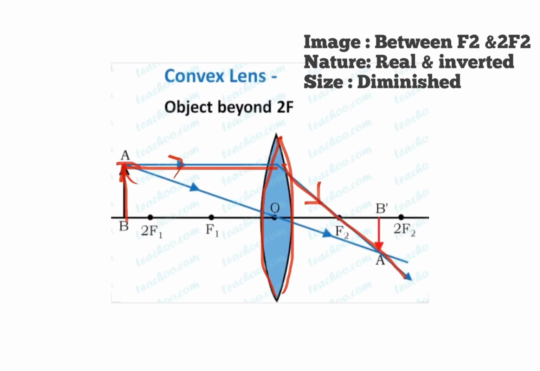Now consider another ray which is passing through optical center O. It will follow the straight path without getting deviated, and you can see that they both are meeting here. So A dash is the image of point A. Corresponding to object AB, we will get corresponding image A dash B dash, which is obtained between f2 and 2f2. The nature of the image is real and inverted, and size is diminished. Here you can see that it is smaller than the object.